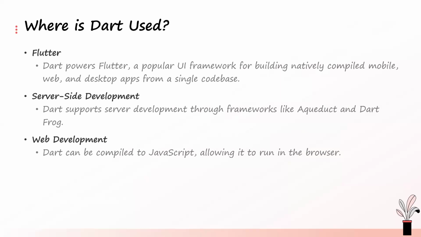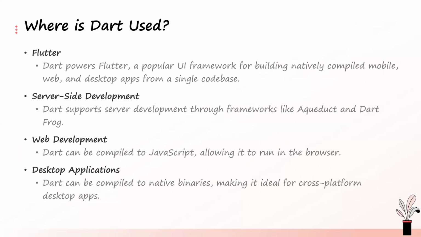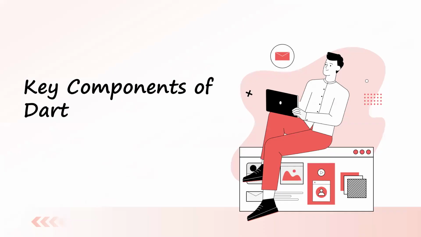That can be compiled to JavaScript, allowing it to run in the browser. For that to run on the browser, it has to be compiled to JavaScript. So with the same code base you created for your UI, for your iOS or Android, that can also be compiled, and you can also run it on the browser. So you can also use it to create desktop applications. Desktop can be compiled to native binaries, making it ideal for cross-platform desktop apps. So you can see, if you have this skill, it is a very good one to have.